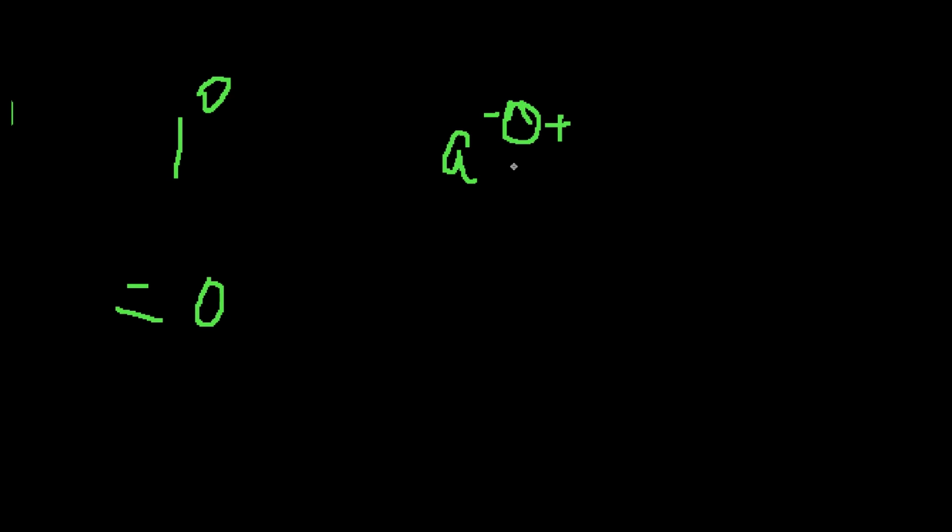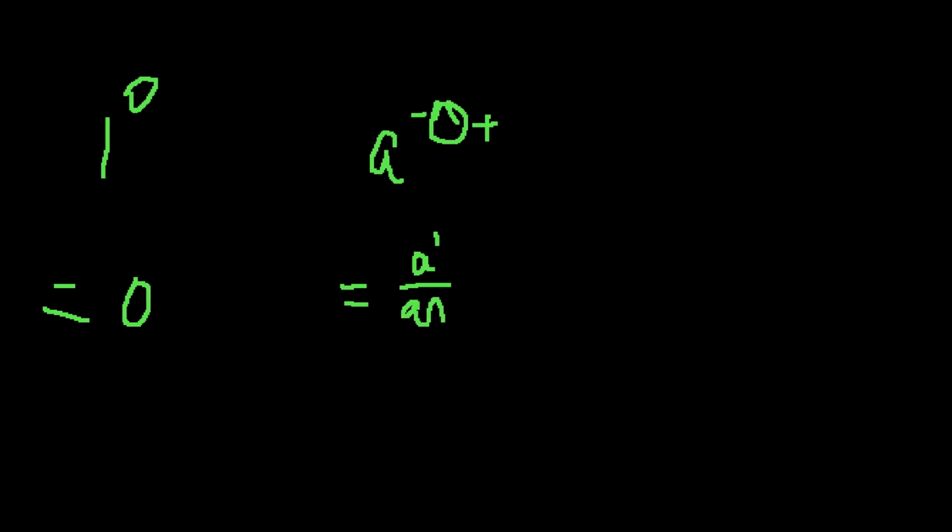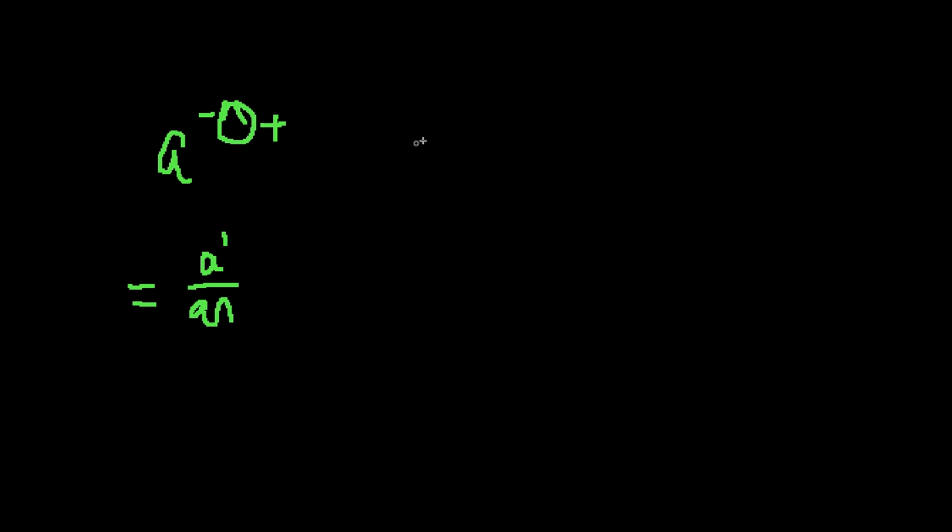alright? So that would be equal to a over, it's a to the power of 1. So just normal a over a n. So, for example, if 1 to the power of negative 3, then that would be equal to 1 over 1 times 3, which would be equal to 1 over 3.